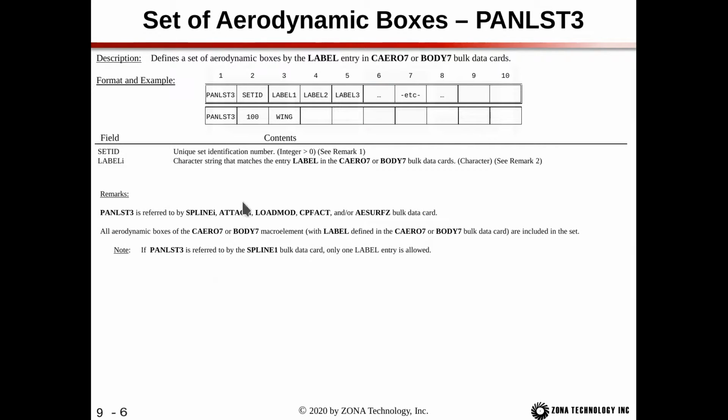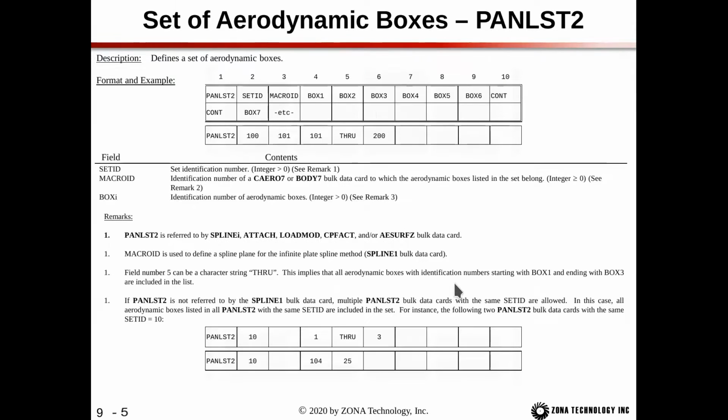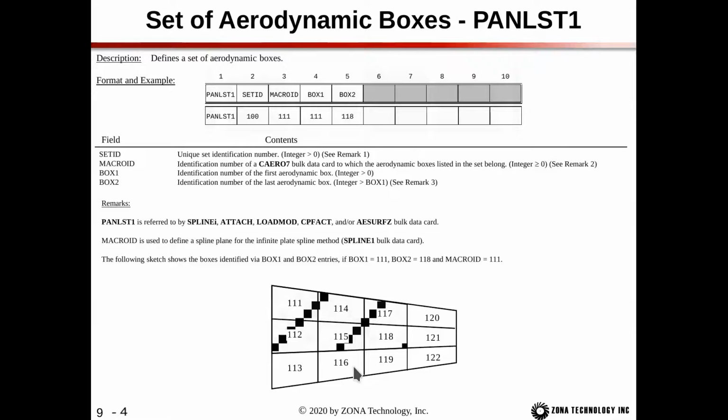Now, it is allowed to have multiple PAN-LST cards with the same ID. So if we go back to the picture of our wing here, let's say we have the PAN-LST1 to pick up these 6 boxes, and then we use a PAN-LST2 box to pick up box 120, and we want these 7 boxes to be selected for the spline. That is fine. We would have the PAN-LST1 with ID, for example, 200, and then we'd have the PAN-LST2 with ID 200, and ZEUS will combine those two PAN-LST definitions, so we have that one box set with ID 200.